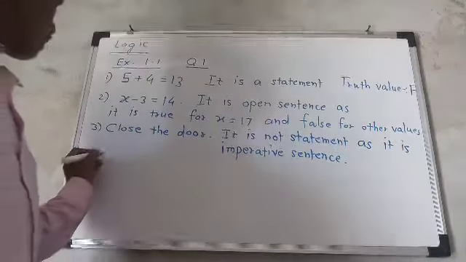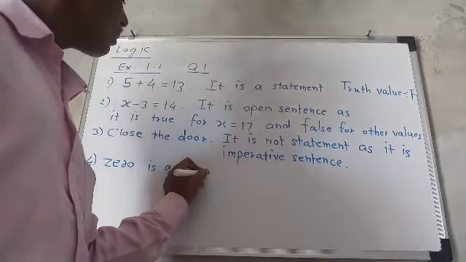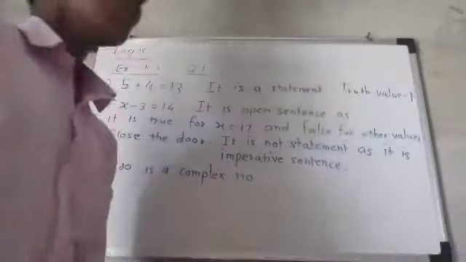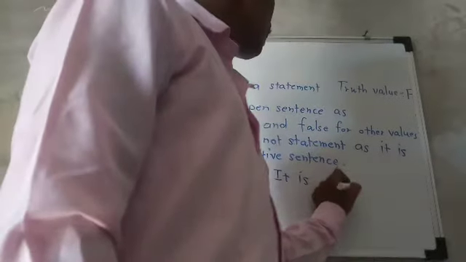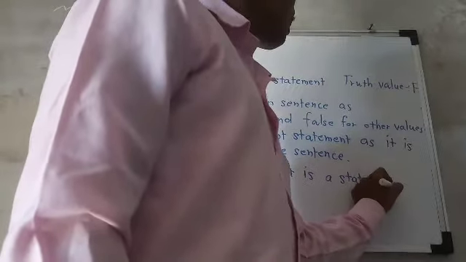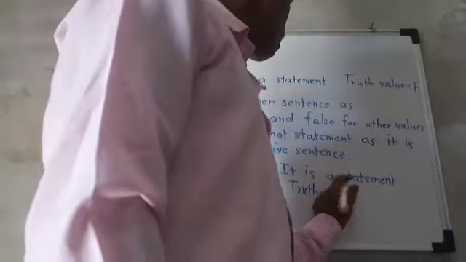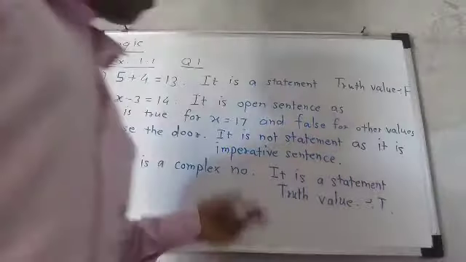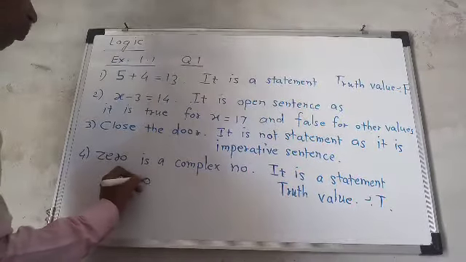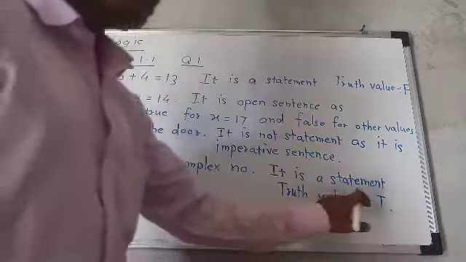Next one. 0 is complex number. It is declarative sentence or it is assertive sentence. It is a statement. Truth value is T. Why? 0 can be written as 0 plus 0i. This is complex number. Or it is called 0 complex number.